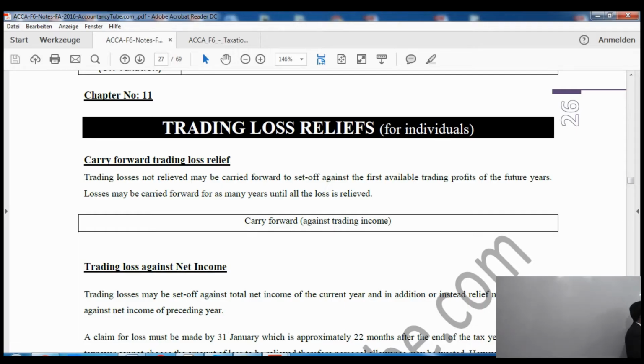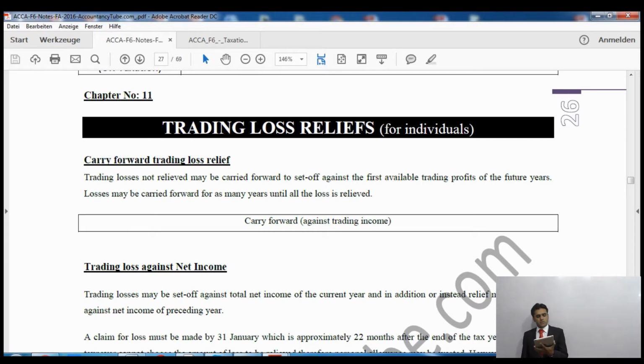Now we will look at chapter number 11 of F6, and we will read the notes on page number 26 of your lecture notes, please. And please remember, these are the loss reliefs for individuals. For companies, we will see loss reliefs later when we move to companies. On page number 26 of your lecture notes, trading loss reliefs.